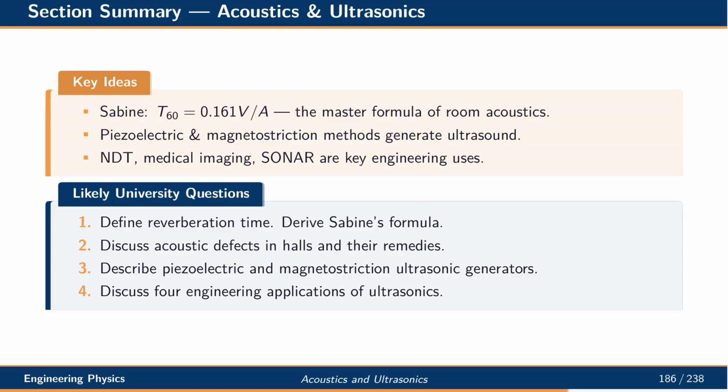Let us summarize this section. Sabine's formula, with reverberation time proportional to volume over absorption, is the master formula of room acoustics. Piezoelectric and magnetostriction methods generate ultrasound at different frequency ranges. Non-destructive testing, medical imaging, and sonar are key engineering uses. Typical exam questions ask you to define reverberation time, derive Sabine's formula, discuss acoustic defects, describe ultrasound generators.